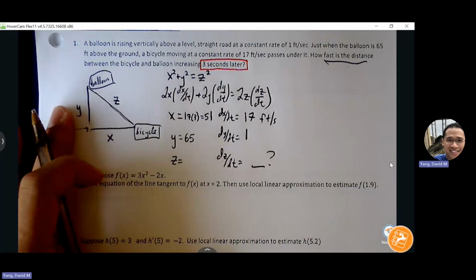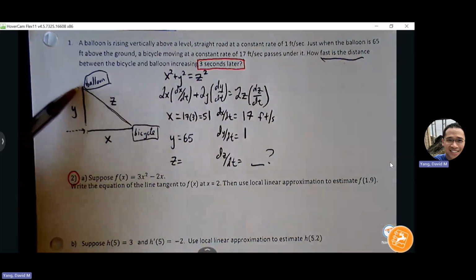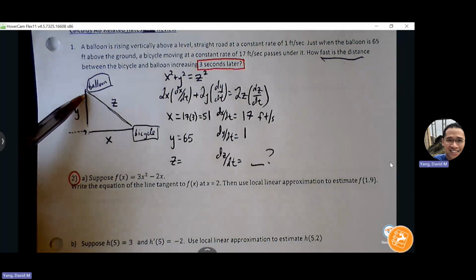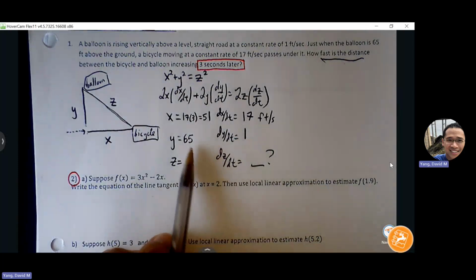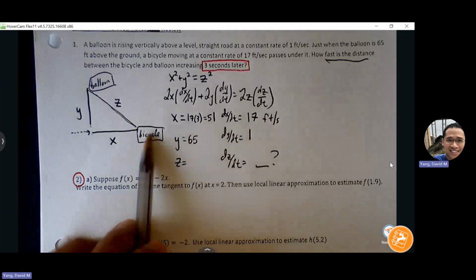Now we can do something about the y though. So the balloon is 65 feet when the bicycle passes out from under it. But 3 seconds later, is the balloon still going to be 65 feet above ground? You get to add to it. Now 51 is for the bicycle.